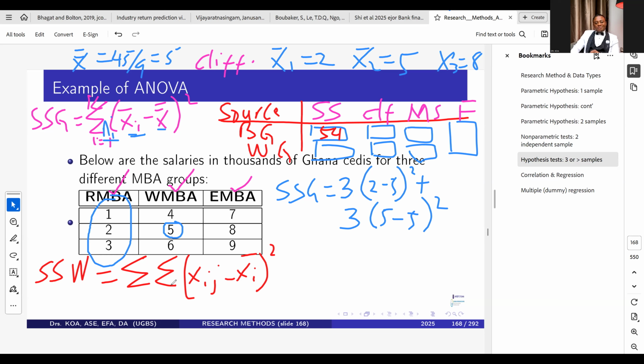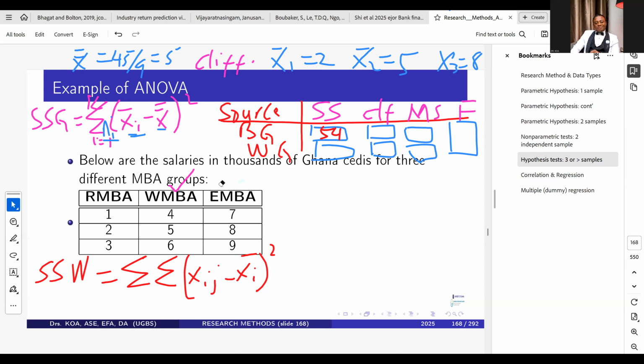Okay, so what does this mean? What it simply means is that, forget about the summation part. Let's deal with this. So it means that you take each number here, and each number is the xij. So 1 is xij, 2 is xij, 3 is xij, 7 is xij, 8 is xij, 9 is xij. Okay, so you're going to start with group 1. And then for group 1, you take each number there minus the mean in that group. The mean is the xi bar.